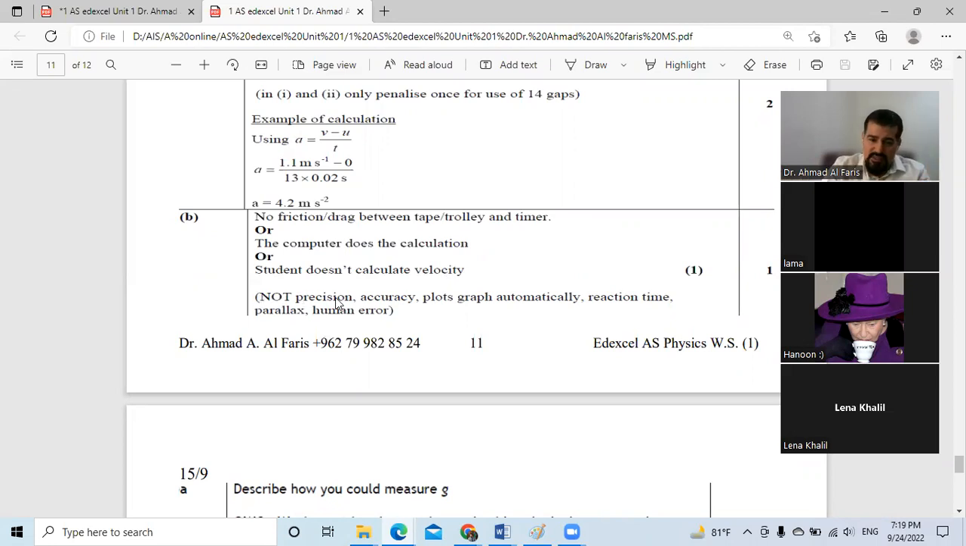Look here at what they said. Do not write precise, accurate, plots a graph automatically. Reaction time is negligible. Parallax error, human error is negligible. It's not allowed in this situation. So we have to be more precise when answering these types of questions.